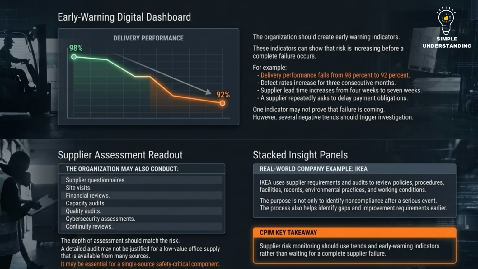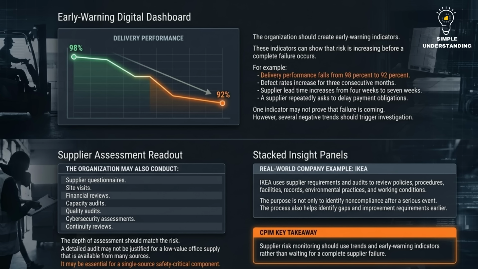For example, delivery performance falls from 98% to 92%. Defect rates increase for 3 consecutive months. Supplier lead time increases from 4 weeks to 7 weeks. A supplier repeatedly asks to delay payment obligations. One indicator may not prove that failure is coming. However, several negative trends should trigger investigation.